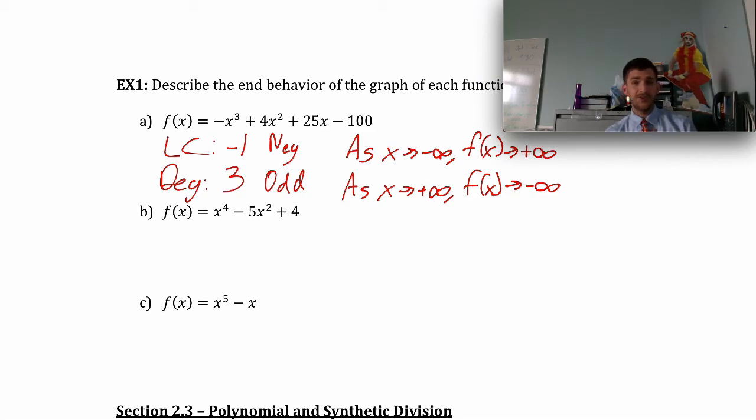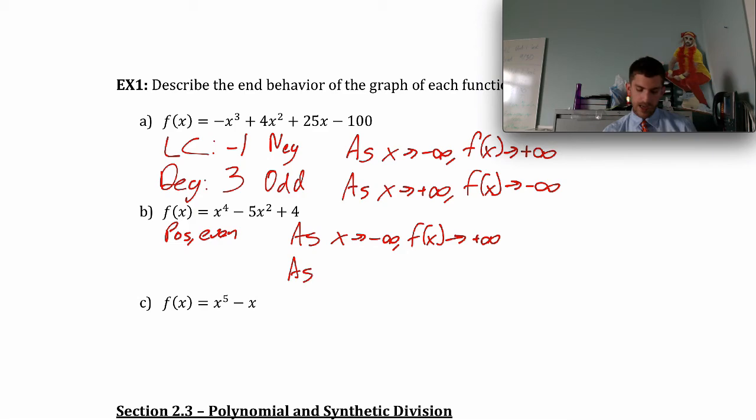I'd like you to pause the video, try the other two on your own. You don't have to write leading coefficient and degree every time, but it doesn't hurt. Okay, you've paused it. So let's see. Positive leading coefficient, even degree. So this one's going to be as x approaches negative infinity, well, that side of the graph points up. So we're going to say f of x approaches positive infinity. As x approaches positive infinity, the right side of the graph, f of x is still approaching positive infinity. It's going up on both sides.